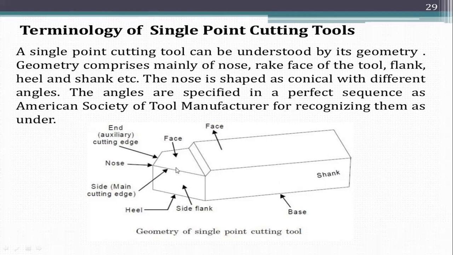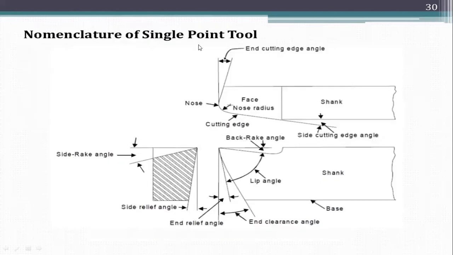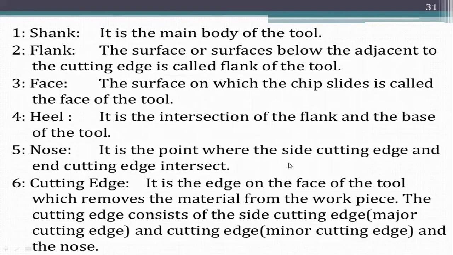In the single point cutting tool, we have the nose, face, shank, side flank, heel, base, etc. The nomenclature of a single point cutting tool consists of the nose, the shank, which is the body, the face, nose radius, cutting edge, etc. The shank is the main body of the tool. The flank: what does flank mean? The surface below and adjacent to the cutting edge is called the flank of the tool.